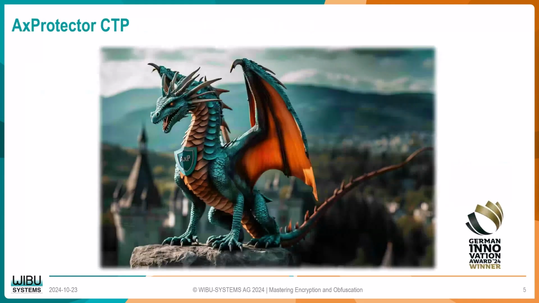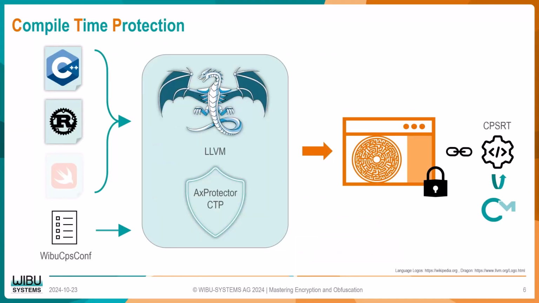So what is AxProtector CTP? It's basically a big dragon, since this is the animal of the LLVM compiler suite, which is the basis of CTP. And with this new kind of protector, we also won the German Innovation Award in 2024. So let's look at CTP in detail. CTP stands for Compile Time Protection.